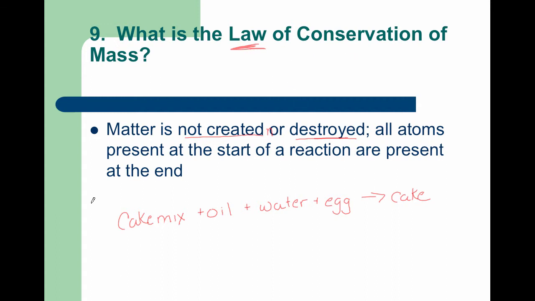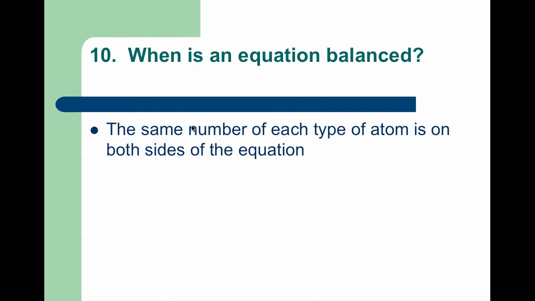So this is why we have to balance equations. Okay, and an equation is balanced when you have the same number of each type of atom on both sides of the equation. So what does that mean? That means if I have hydrogen peroxide, and I were to count, I have 2 hydrogens and 2 oxygens. Okay, that's a molecule of hydrogen peroxide.